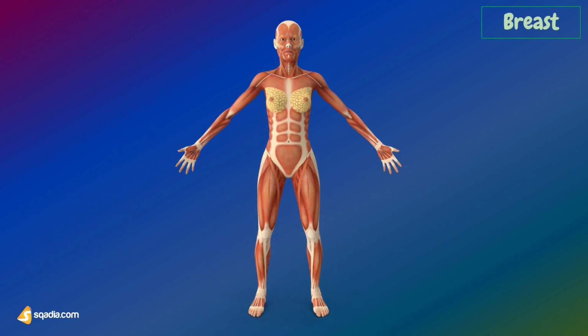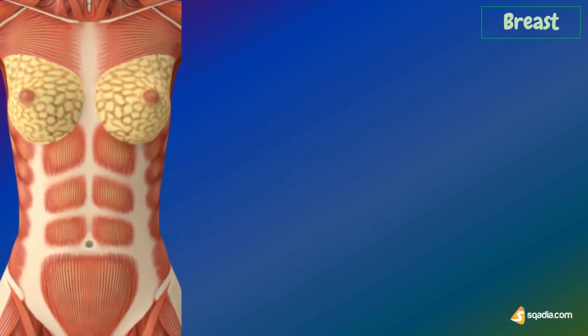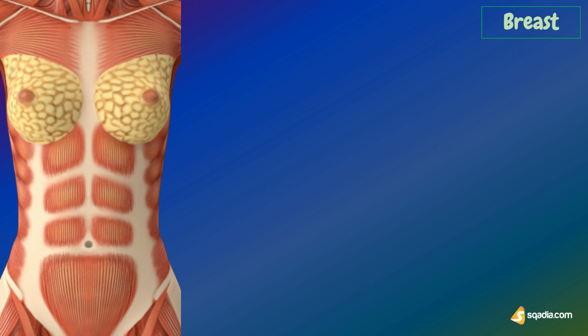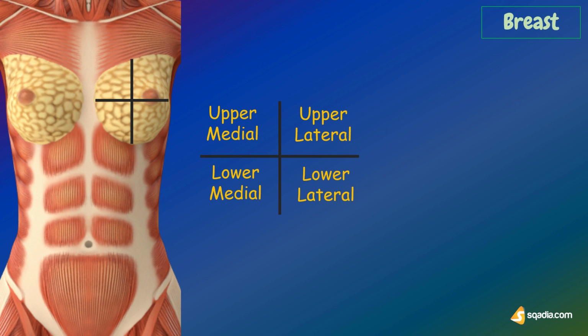The breast, which is well developed in females, is the most important part of the pectoral region. The breast lies in the superficial fascia of the pectoral region. It is divided into 4 quadrants, as you can see here: upper medial, upper lateral, lower medial, and lower lateral. A small extension of the upper lateral quadrant, called the axillary tail of Spence, passes through an opening in the deep fascia and lies in the axilla.